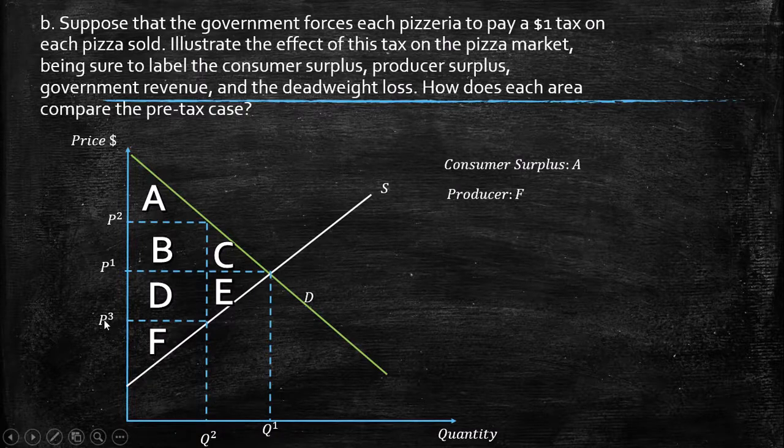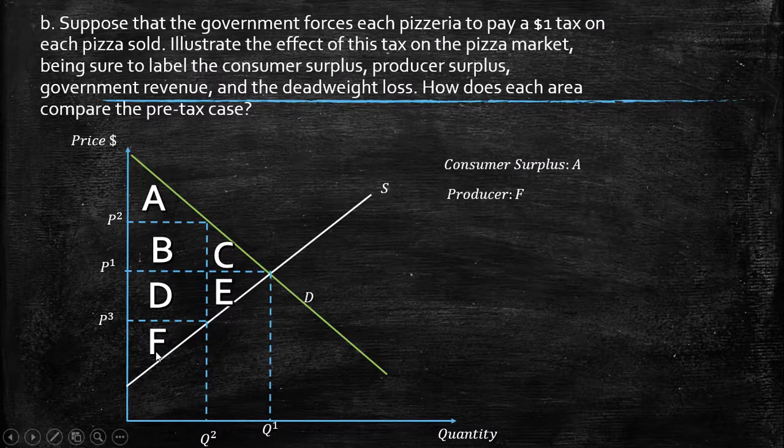So due to the tax, they're going to offer their pizzas at the price of P3. These companies, willing to offer at this point, will have a kind of benefit. So this one is the producer surplus, which is considered a measure of welfare from the producer side. So it's going to be F.